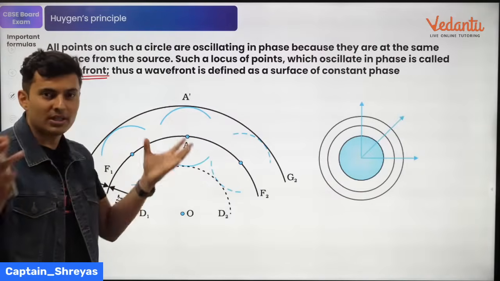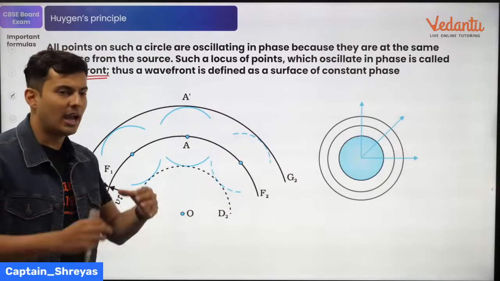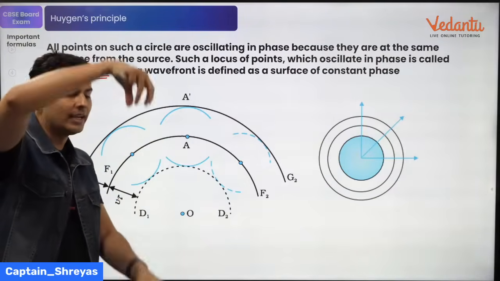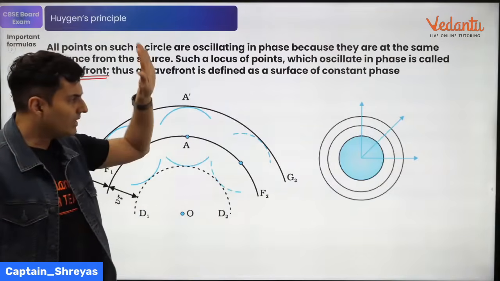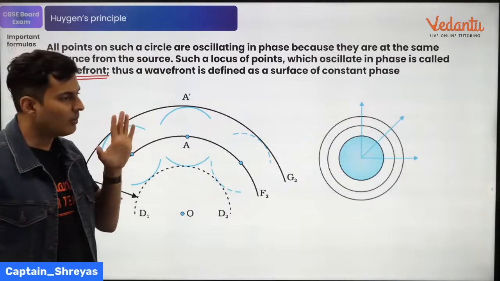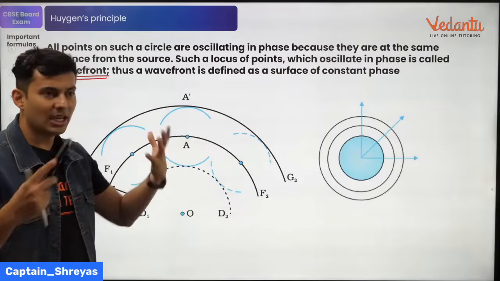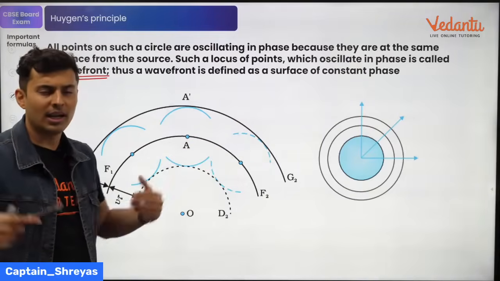Each source produces wavefronts around it, and these wavefronts grow in size. You can have a spherical wavefront produced by a sphere, or if there is a line source, it will produce cylinders which expand. If there is a plane source of light, it will produce a planar wavefront. So you can have different shapes and sizes of wavefronts, and they keep growing as light moves ahead.